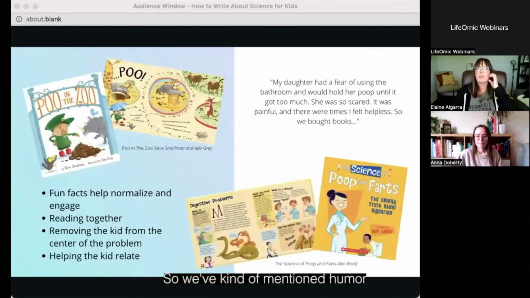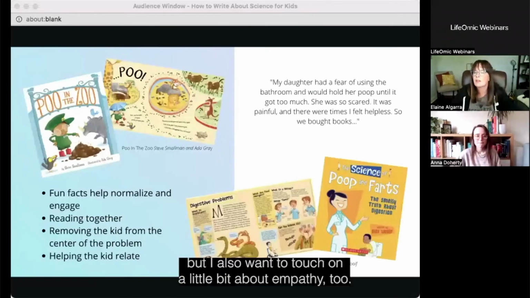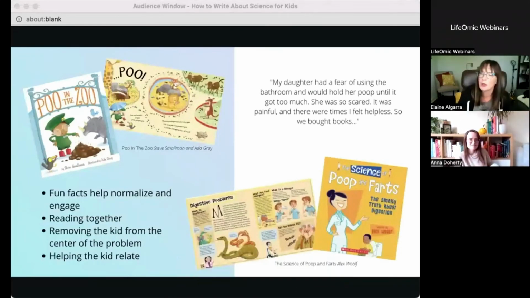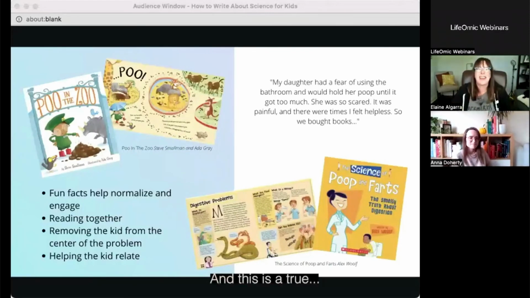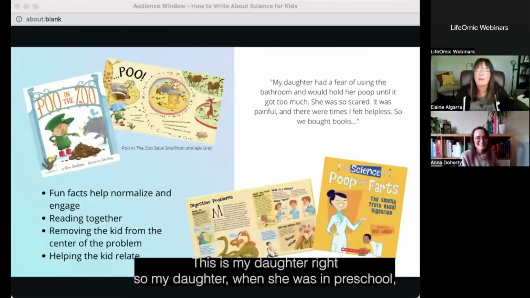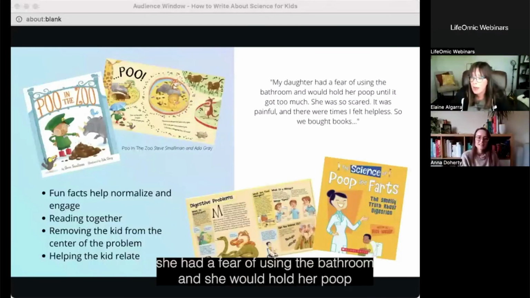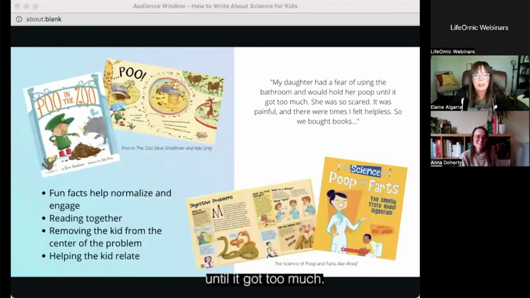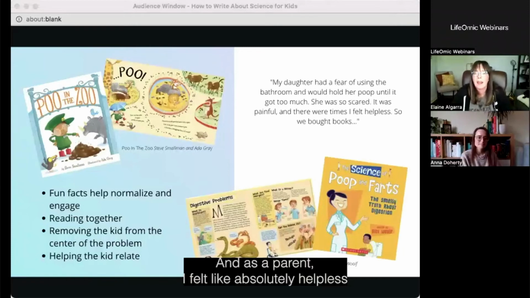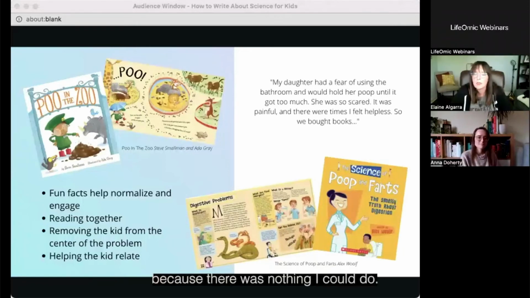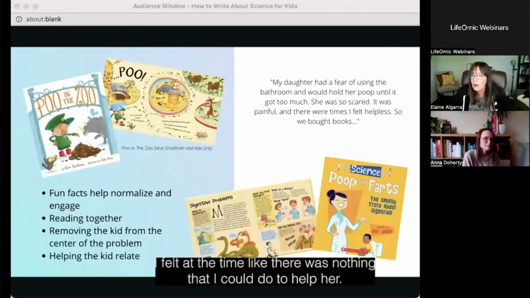So we've mentioned humor, but I also want to touch a little bit on empathy too. And this is a true story. This is my daughter. When she was in preschool, kindergarten, which is like reception in the UK, she had a fear of using the bathroom, and she would hold her poop until it got too much. She was really scared, and as a parent I felt absolutely helpless because there was nothing I could do. I felt at the time like there was nothing that I could do to help her.